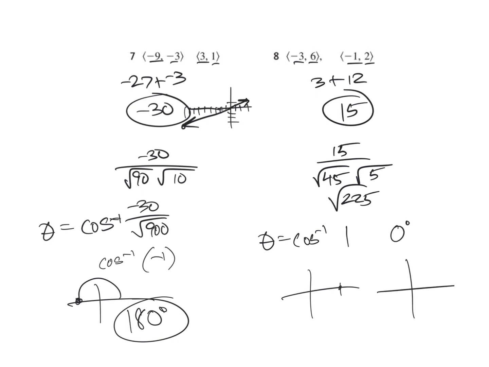So just a visual of this. 1, 2, 3, 1, 2, 3, 4, 5, 6. Okay, and then negative 1, 2 is right there. It's on the same line. That's why it's a 0 degree difference.